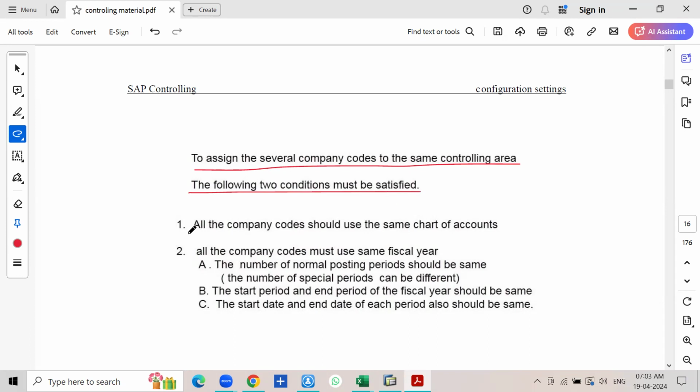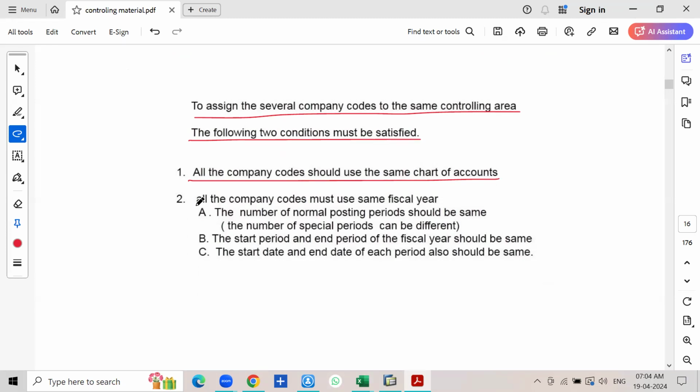Number 1, all the company codes should use the same chart of accounts. So what is the scenario wherein all the company codes will use the same chart of accounts? When they are in the same nature of business, right? Then all the company codes must use the same fiscal year.